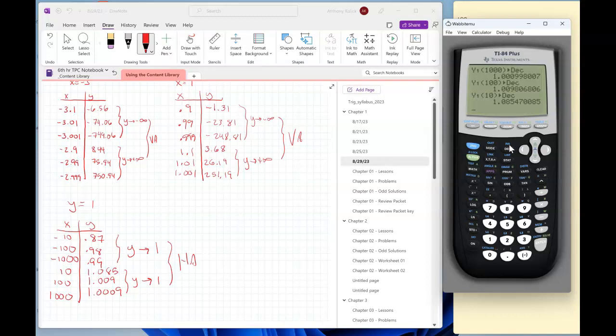Or I could give you a table of values and ask you to identify the asymptotes by looking at the points, right? Like I could do it that way. Does that make sense?